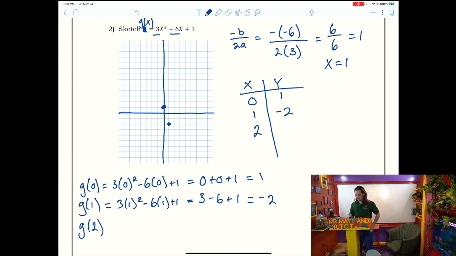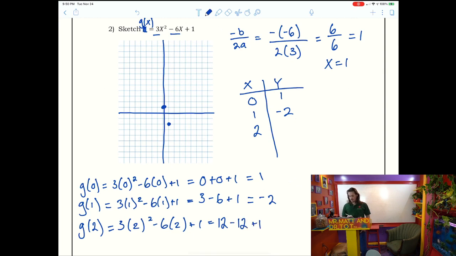And then lastly, let's look at what g of x is equal to when x is equal to 2. We're going to get 3 times 2 squared minus 6 times 2 plus 1. 2 squared is 4. 4 times 3 is 12. Negative 6 times 2 is negative 12. And then we have the plus 1. 12 minus 12 is 0. 0 plus 1 is 1. Just like we expect, it is symmetric around that axis of symmetry. So when x is equal to 2, y is equal to positive 1. So now we have our 3 points, and we can sketch out a rough graph that might look something like this.